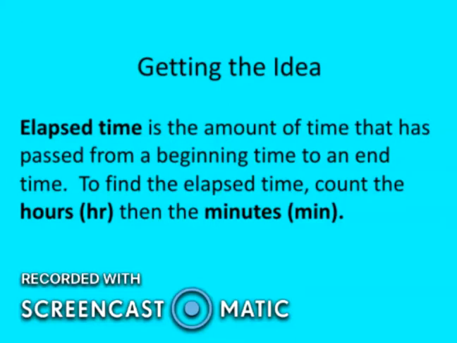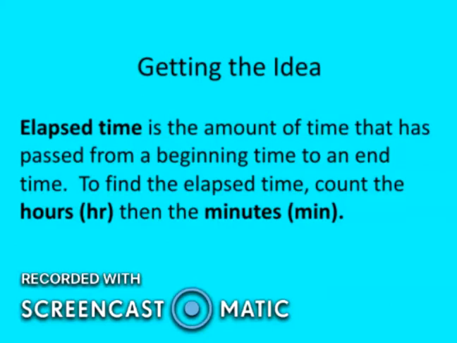So just to get the idea, elapsed time is the amount of time that has passed from a beginning time to an end time. To help find elapsed time, count the hours, then the minutes. So we want to do our hours first and then the minutes.